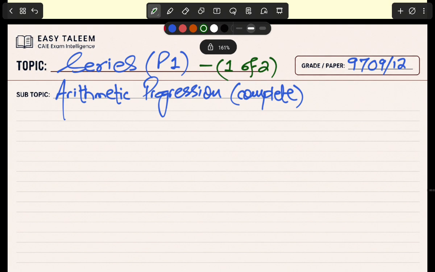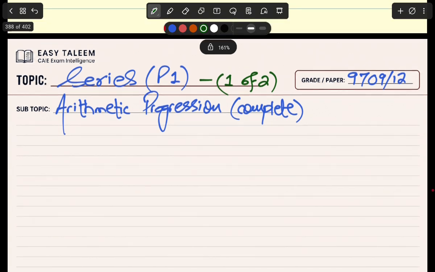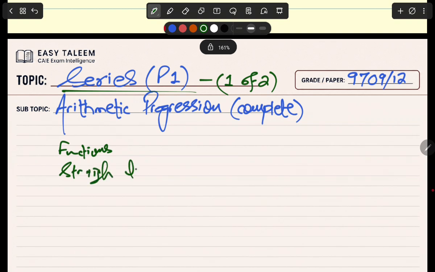Today is quite a special lecture because for the first time in this course we are entering what many students think is a completely new chapter, which is series. So here's the interesting thing. It isn't. If you have genuinely understood functions, if you have genuinely understood straight lines, then you have actually already learned the foundation of today's lecture. You just didn't know it.